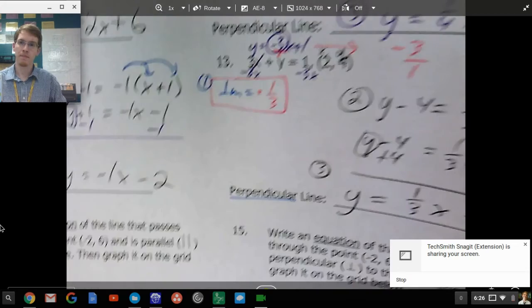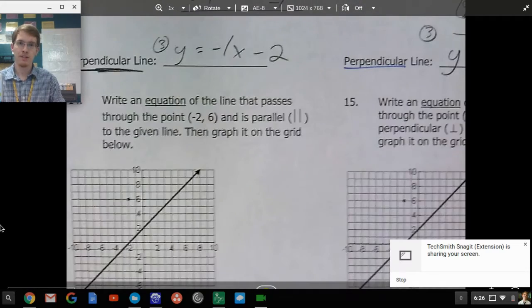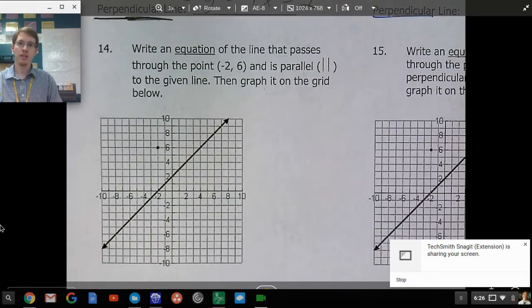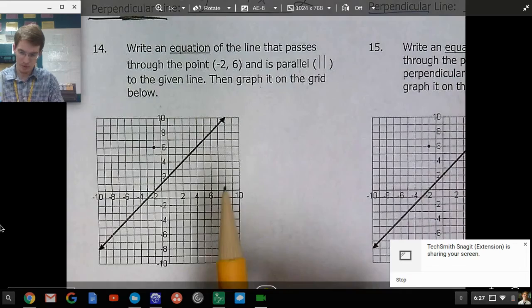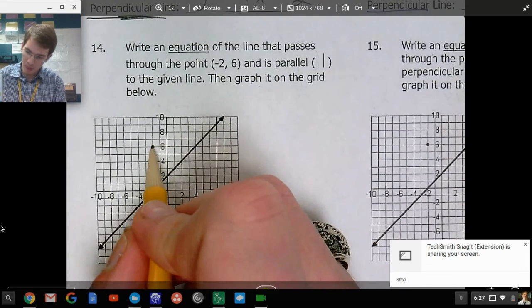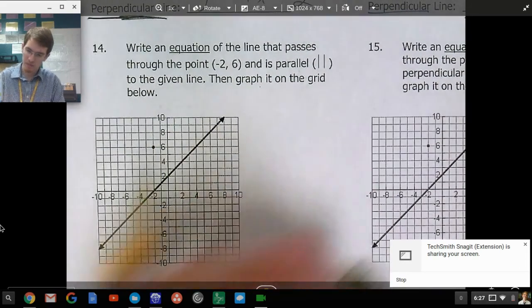Okay. Last two. Write an equation of the line that passes through the point -2, 6 and is parallel to the given line. Then graph it on the grid below. All right, so we'll be able to see really clearly if we did our work right this time. It goes through this point, and it's parallel to this.